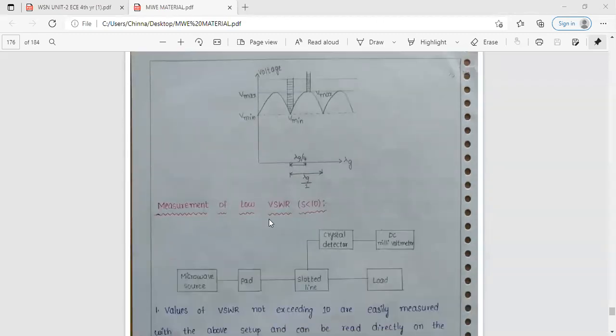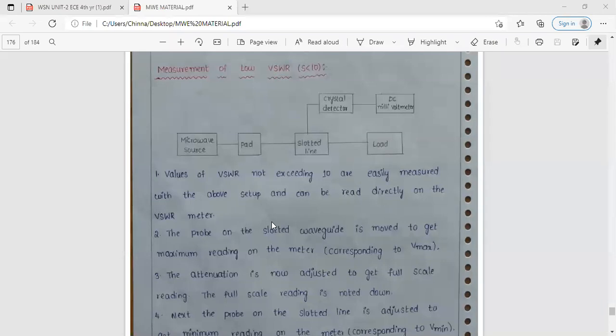And maximum of low VSWR. Here we have two cases. One is low VSWR and another is high VSWR. How to measure the low VSWR?